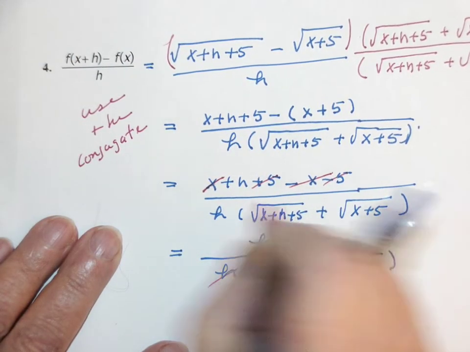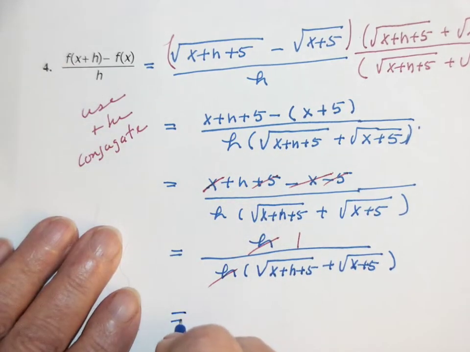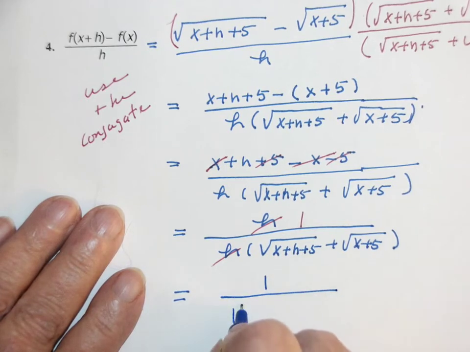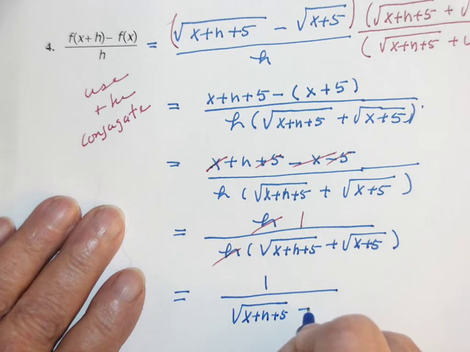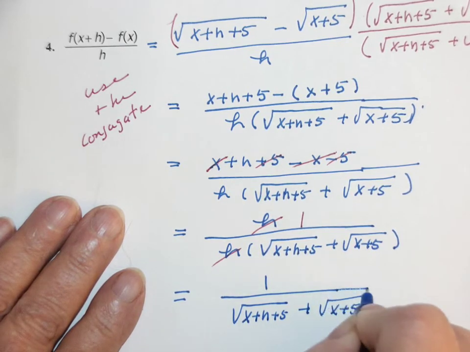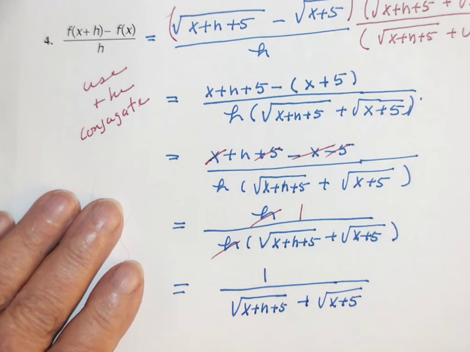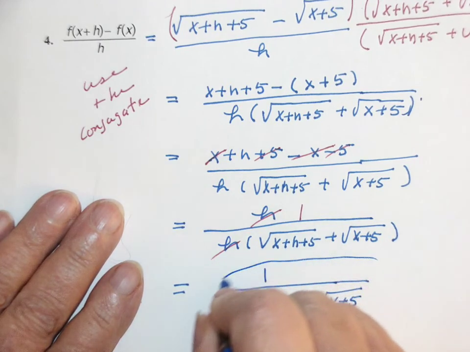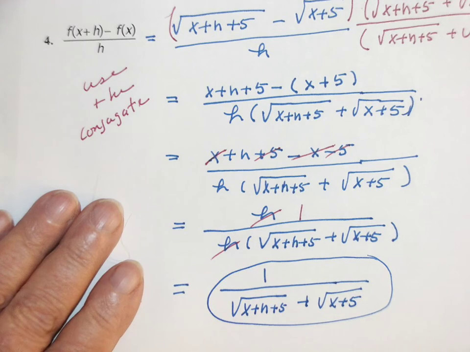The h's reduce out. So this is 1 over the square root of x plus h plus 5 plus the square root of x plus 5. And now I can let h go to 0, and it works just fine. So this is all the algebra part of a calculus problem.